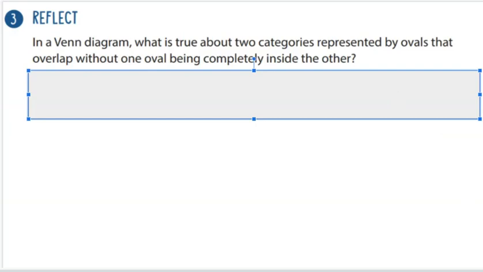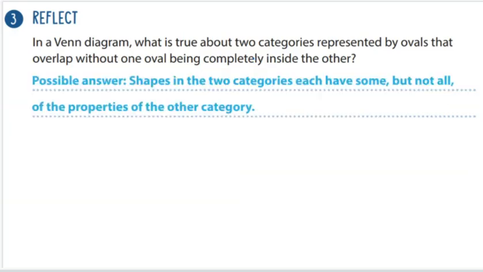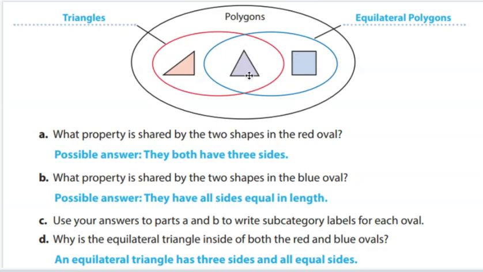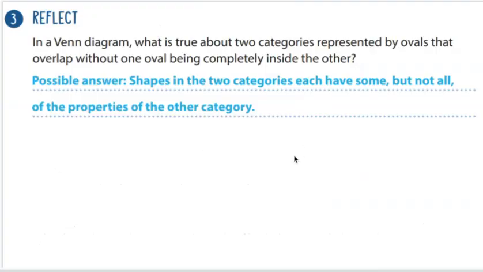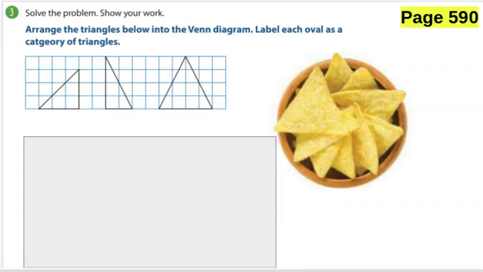All right, so again, I just kind of talked about this back when we were looking at problem 2, but you could have said something like shapes in the two categories have some traits that are the same, but not all of the properties of the other category. So again, going back here, well, this has some of this, but not all of it, and vice versa. So be careful there.